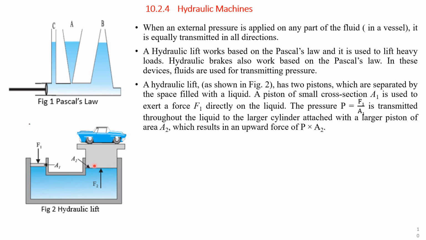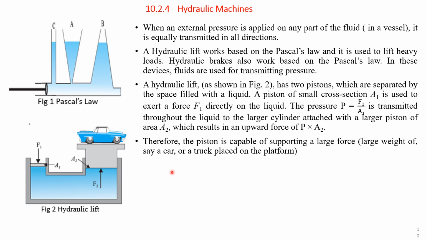This is a larger cylinder of cross-section area A2 attached to a larger piston of area A2, which results in an upward force P into A2, as shown in the figure. That is, F1 is applied and it is transmitted through the fluid, with F2 equal to P into A2. Therefore, the piston is capable of supporting a large force, that is, a large weight of, say, a car or a truck placed on the platform. This we have seen in many garages.